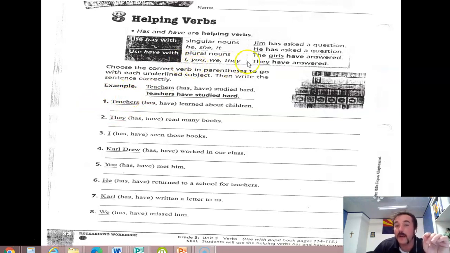You also got to be careful with these pronouns, because that changes the rule too. Use this chart. He, she, or it, use has. I, you, with they, use have. So rewrite the sentence and just put one of these words correctly in there, just like they did here. Teachers have studied hard. And that'll show me you know the difference of when to use has and have as a helping verb.